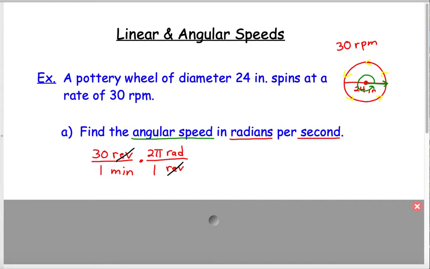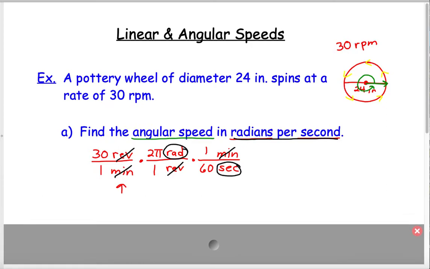So my revolutions cancel, and the next thing I want to do is have seconds, so I need to get rid of minutes. Now minutes are on the bottom, so I'm going to need to have minutes on the top, so those minute units will cancel, and I want to convert it to seconds. Well, what's the conversion for minutes and seconds? 1 minute is 60 seconds. So now my minute units are gone, and I'm left with radians per second, and that's what we were supposed to have. And so now it's just a matter of simplifying our expression and combining everything.